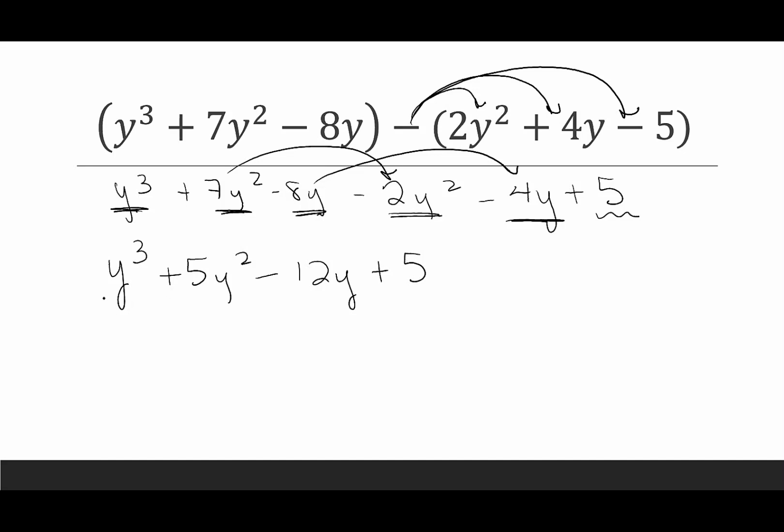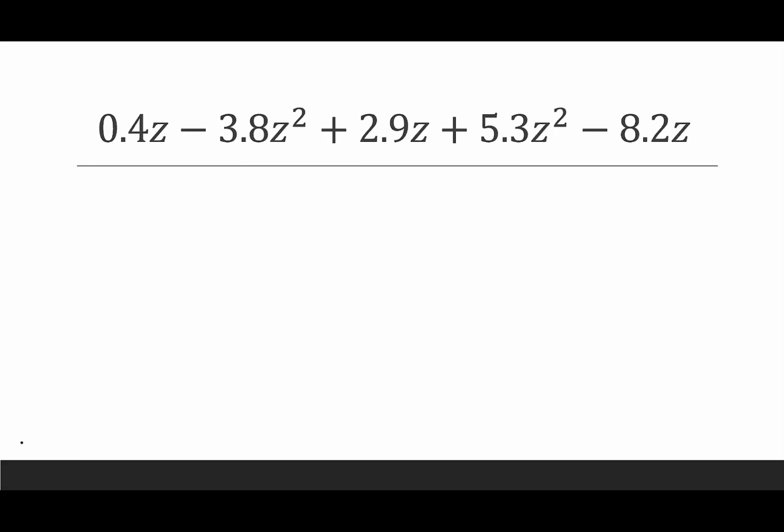This time I have 4 terms. Anything over 3, we don't try to put a special name to. We just call this a polynomial. But I can talk about the degree. The highest degree of the 4 terms would be 3, so this is a polynomial of degree 3. So I have one more example.